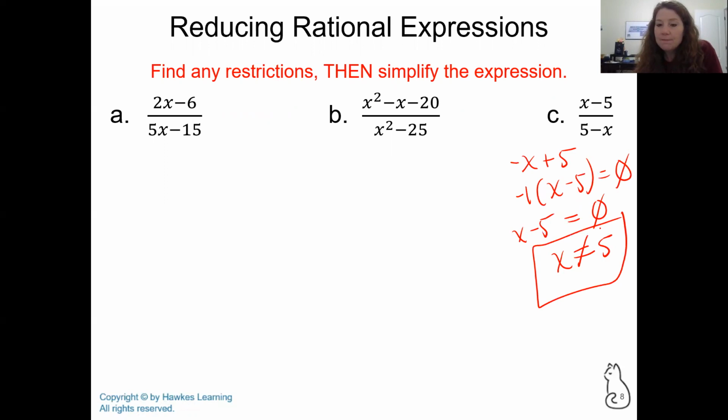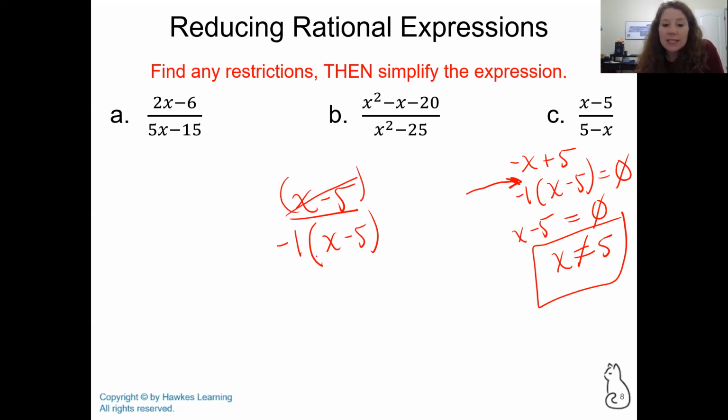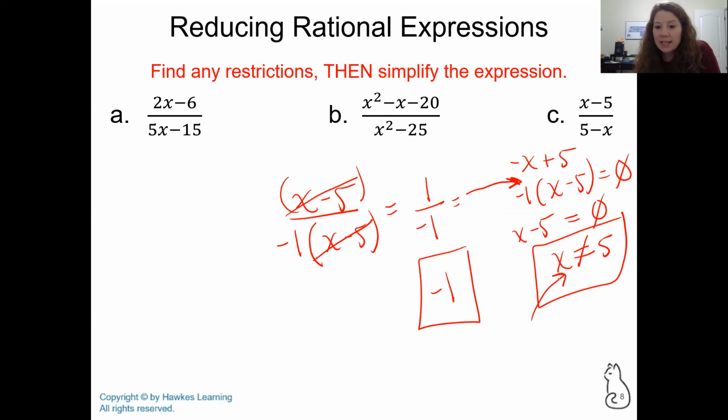That's my restriction. So then I have x minus 5, and then I'm going to take this simplified version of -1 times x minus 5. Well, now that these match exactly, I can cancel these. So on the top, I end up with a 1. On the bottom, I end up with a -1. And 1 divided by -1 is -1. It's the simplified answer, which is okay because I did not get that x is equal to 5. So that is my answer.